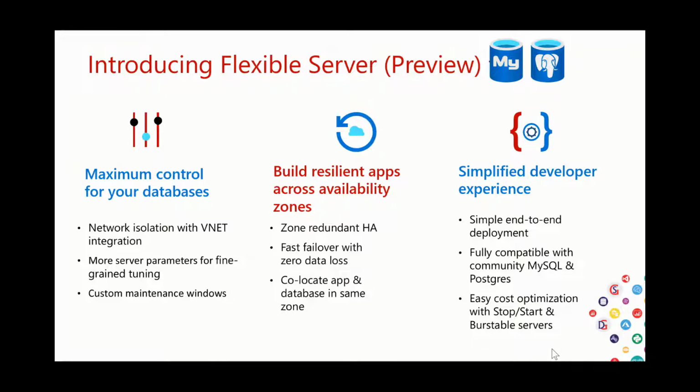The most critical part here is also building resilient apps with high availability. With Flexible Server, you get multiple zone redundancy. Multiple availability zones give you the ability of getting high availability by the redundancy provided to you as part of this feature. You get fast failover with practically no data loss. This also enables co-location of your application and database in the same zone, which boosts the performance of your application. Last but not least, you also get a simplified developer experience.